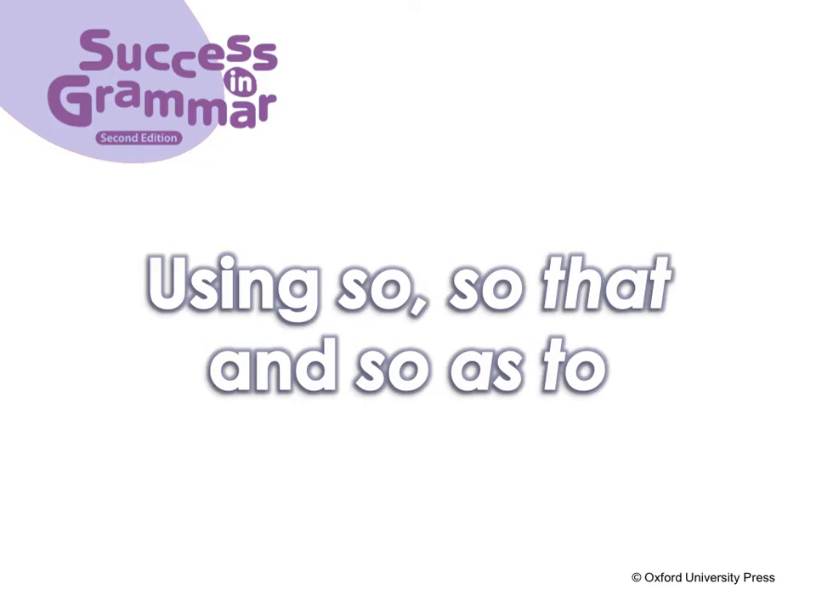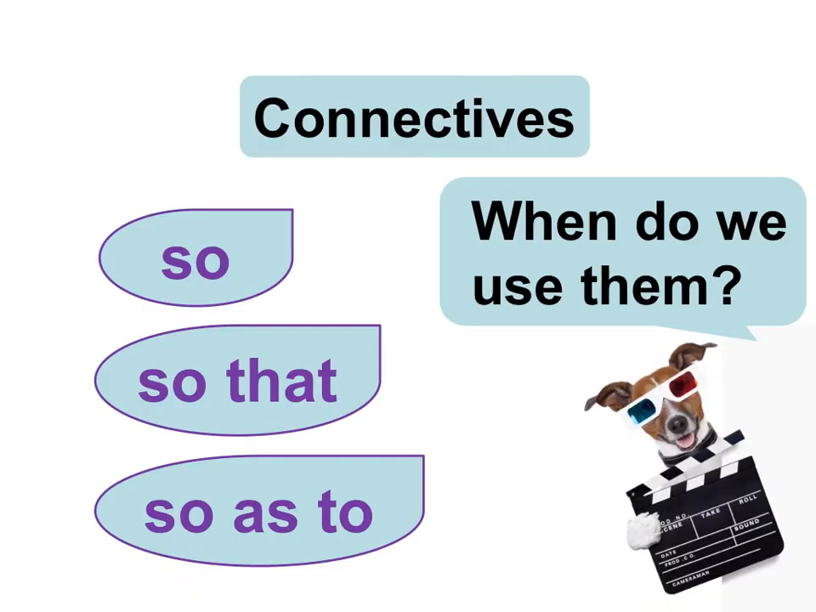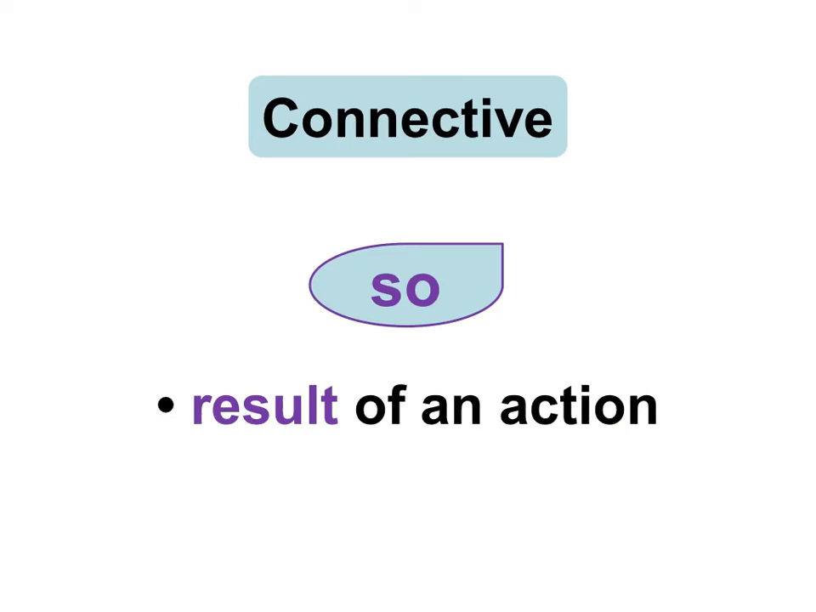Using so, so that, and so as to. When do we use so, so that, and so as to? Connective so. We use so to express the result of an action.